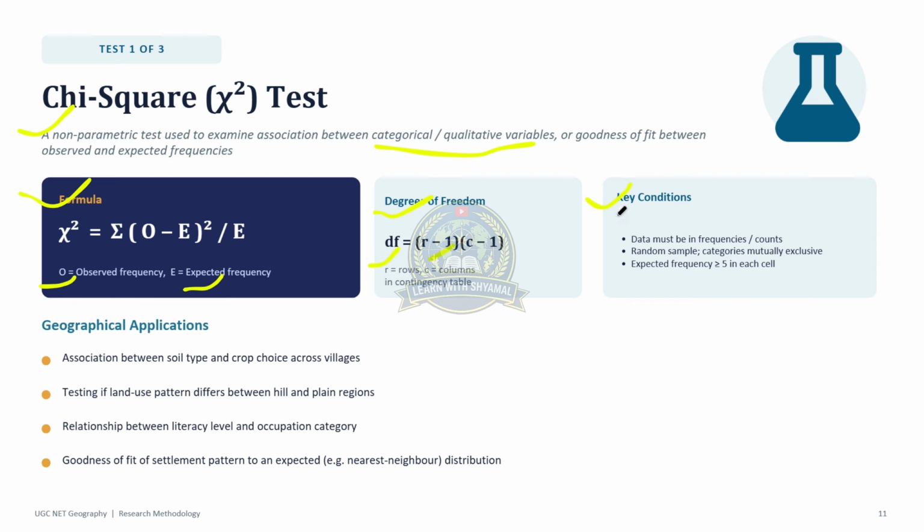Key conditions: data must be in frequencies or counts, random sample, categories mutually exclusive, and expected frequency more than 5 in each cell. Okay, geographical applications of the chi-square test.